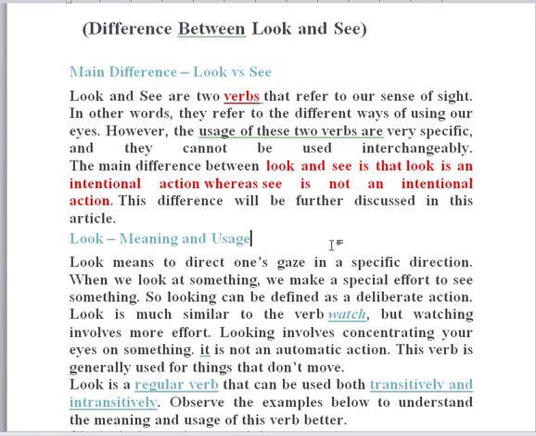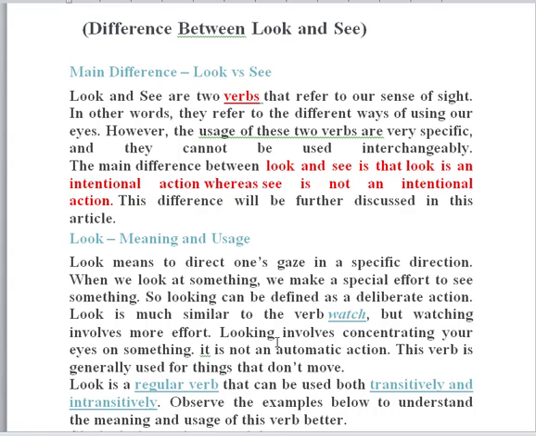Look, meaning and usage. Look means to direct one's gaze in a specific direction. When we look at something, we make a special effort to see it. So, looking can be defined as a deliberate action.